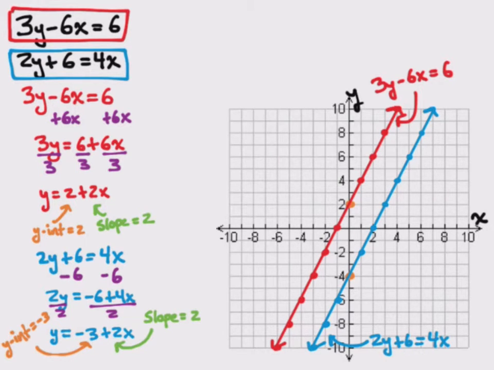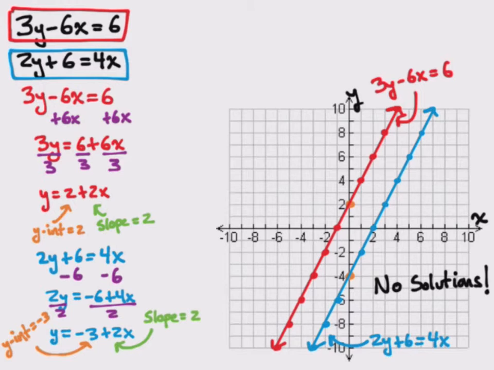So in this example, when we graph each of these equations individually, we see that they don't intersect ever. They're parallel lines. Therefore, since they don't intersect, there is no ordered pair that makes both statements true at the same time. So there are no solutions to this system of equations.